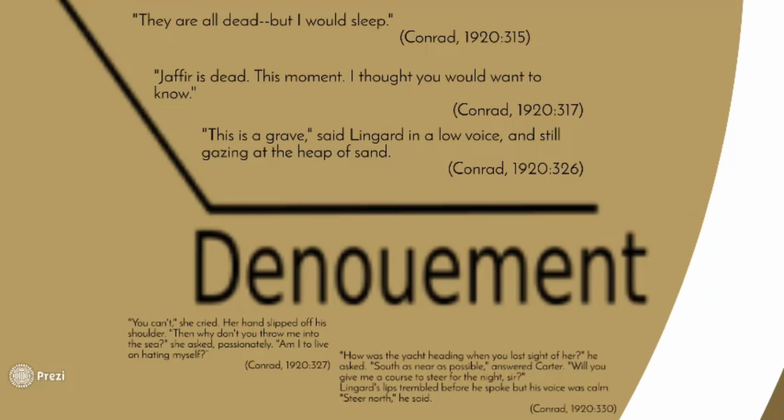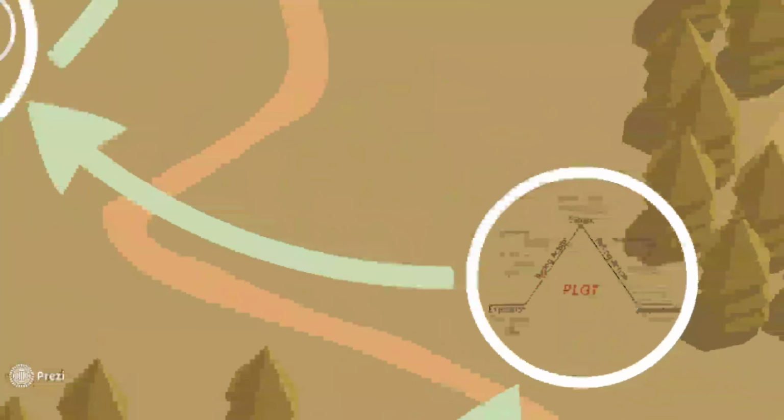These quotations tell that Hasim and Jafar died in the end. Edith blamed herself for not delivering Lingard's ring to him. Edith and Lingard's chemistry fell out as they both went their own separate ways.